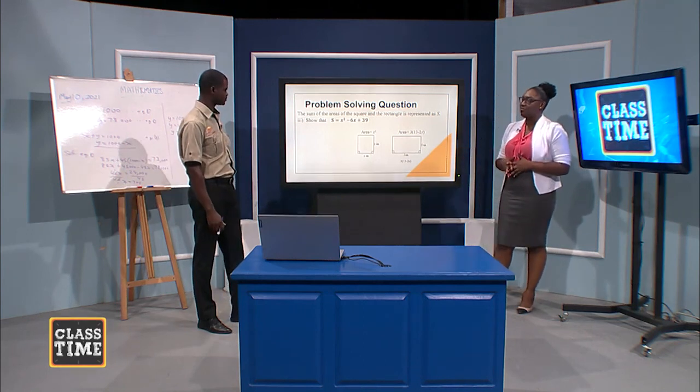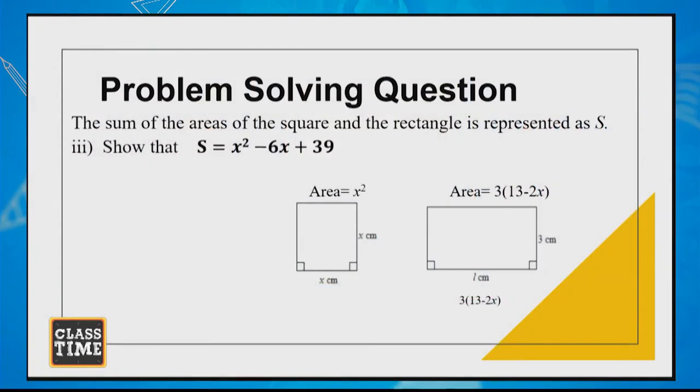So take a picture. We've been working so hard this morning. We've been talking about the strategies, and we want you guys to do this one as homework. We can give them some homework today. So let's do some homework. Take a picture of this and show that S is equal to x squared subtract 6x plus 39.